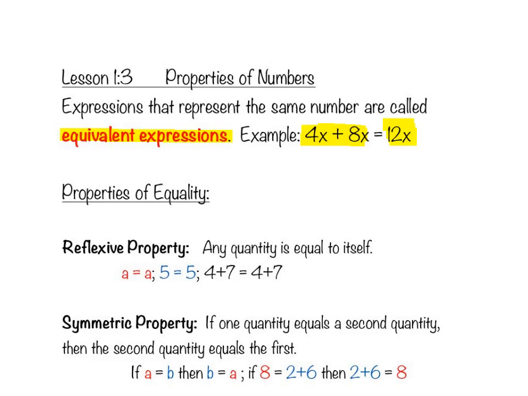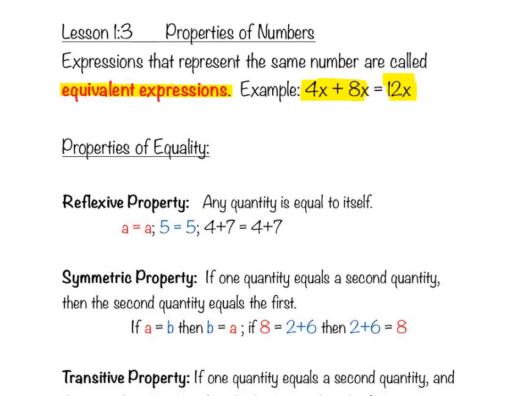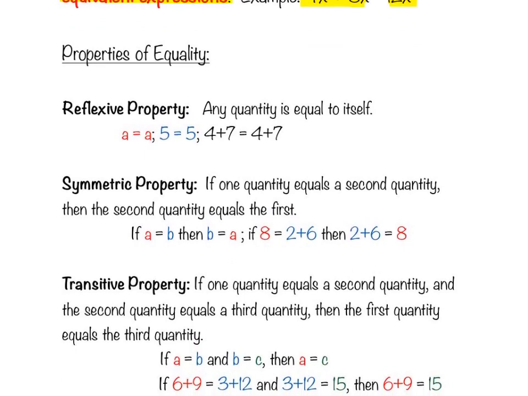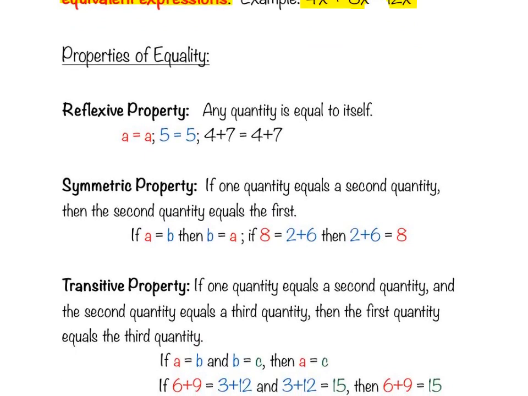Today we're going to go through many properties. Most of these properties you already know, but perhaps you don't know their names. So we are going to learn their names, we're going to learn what they mean, and we're going to go through examples of each property. Okay, so first we're going to look at properties of equality. Properties are rules or laws in math.